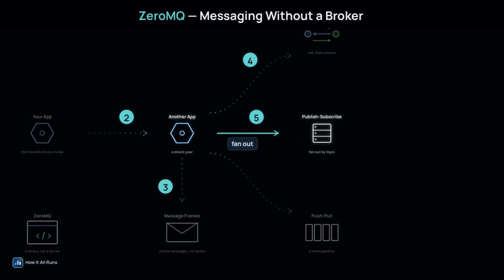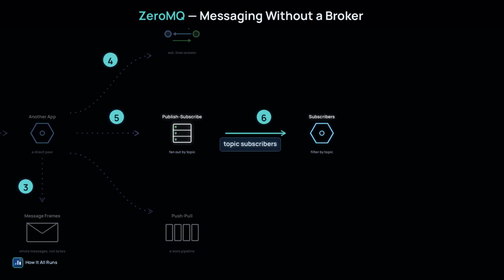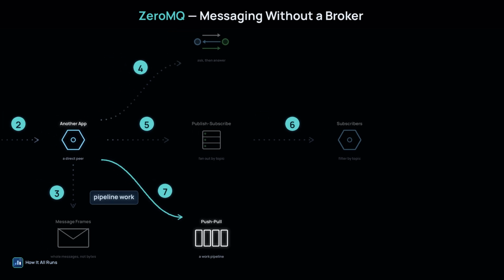Publish-subscribe flips the shape. A publisher fires a message out and moves on instantly. Crucially, it doesn't know or wait for its subscribers, it just broadcasts, fire and forget. Any number of subscribers can tune in, each filtering for the topics it cares about. One message fans out to all of them at once, and because the publisher never waits, a slow subscriber can't hold anyone up.